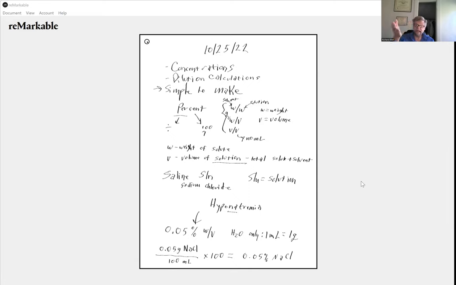And of course, this can scale. If you want 1 liter, for example, so it's 0.05 grams per 100 milliliters. 1 liter is 1,000 milliliters. It is 10 times larger than 100. So if you want a liter of 0.05%, you're going to take 0.5 grams. You multiply the bottom by 10, you multiply the top by 10, 0.5 grams per 1,000 times 100, and you'll get the same thing, 0.05%.